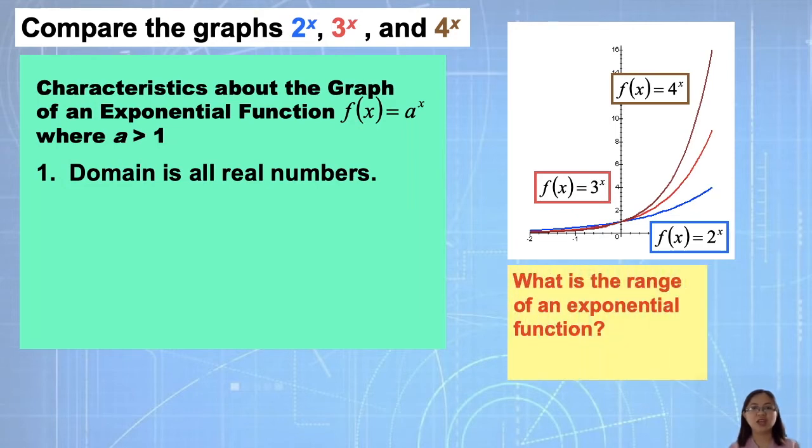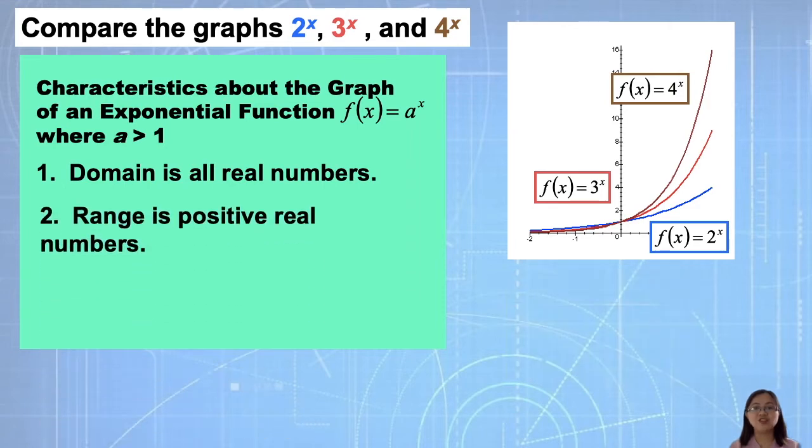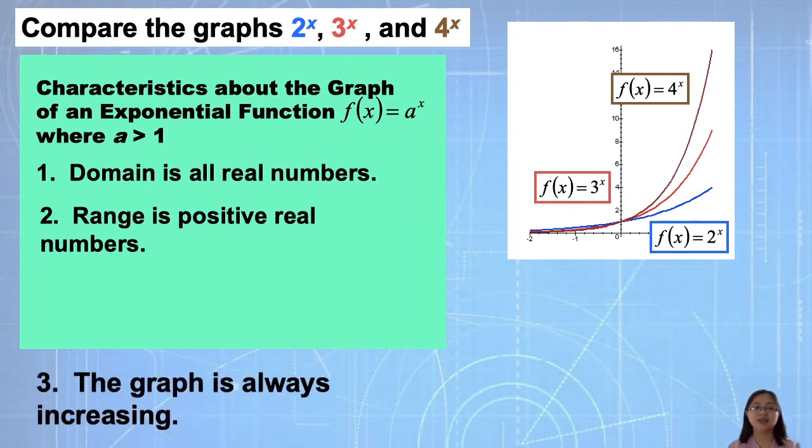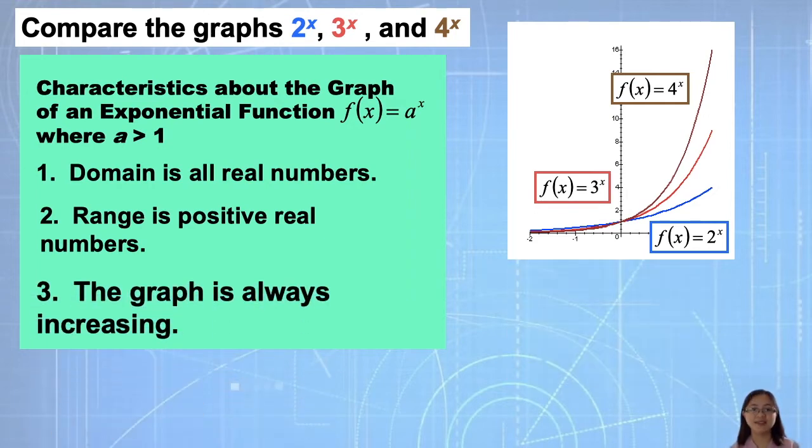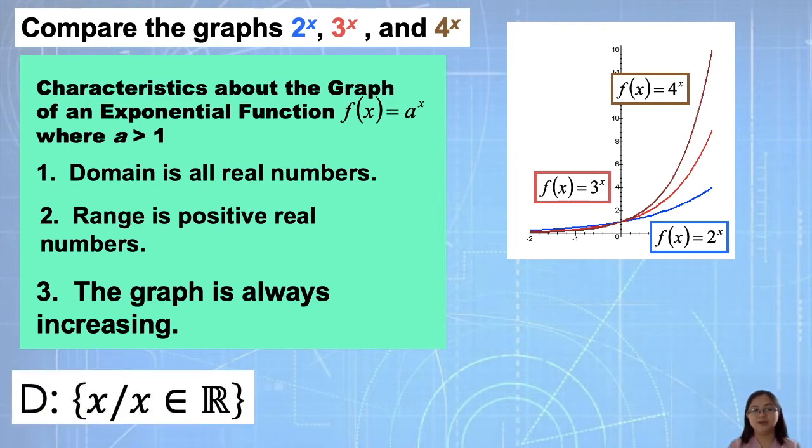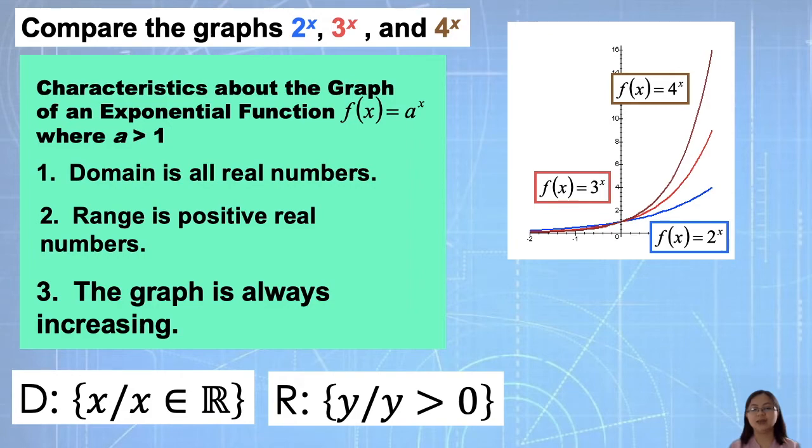What about the range of an exponential function? We look at the extent of going up and going down. As you have observed, it stopped going down at 0. Therefore, the range is positive real numbers. And as I have said, the graph is always increasing if we have a positive base. Therefore, you could also write the domain and range in set notation.